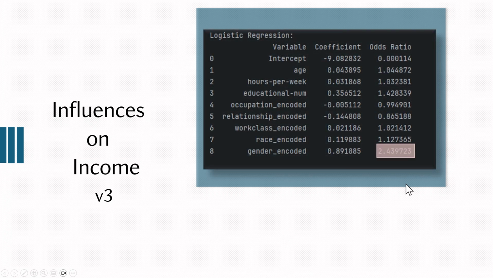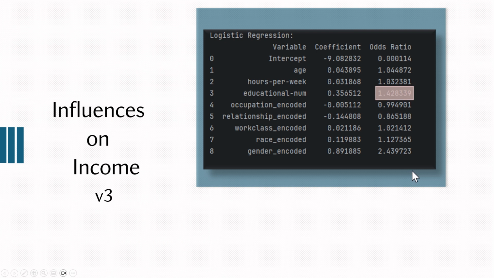So let's take a look at gender here. You see, that's the biggest number in our odds ratio list. What does that mean? What this means is that as our individual moves from 0, female, as we coded it, to male, 1, as we coded it, their odds of making above $50,000 a year increase quite a bit. That's the most impactful number there.